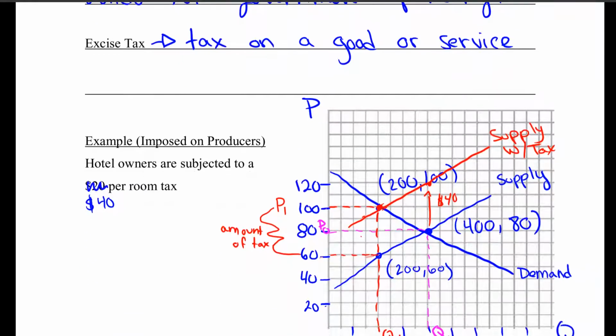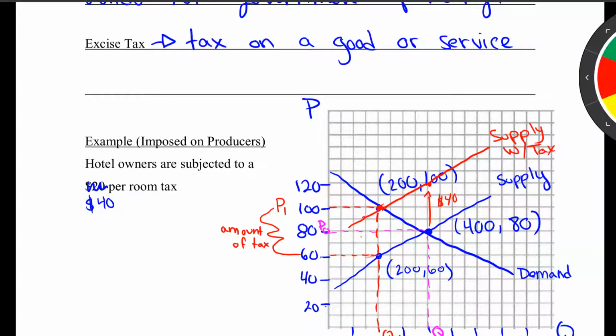So an excise tax is what we're going to be talking about for the next few minutes, and that's going to be a tax on a good or a service. So this is what can affect either producers or consumer side, and it's what we're going to be looking at. So if we're taxing our producers $40 per room, our hotel owners, that's going to shift our supply curve up 40.